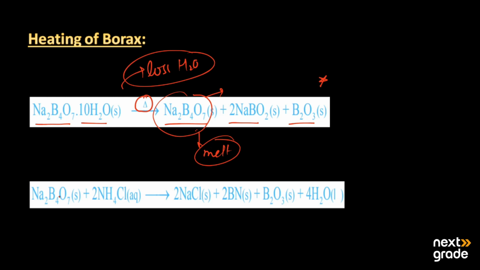After that, if we have borax and we add ammonium chloride to it, when borax is heated in the presence of ammonium chloride, we gain sodium chloride, which is the salt. We gain boron nitride, along with the production of water molecules, and boron trioxide. So these are the three main products that we gain upon heating of borax.